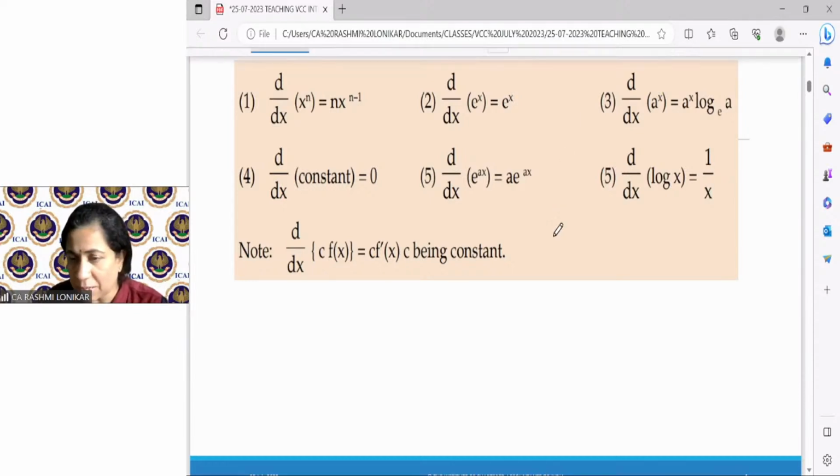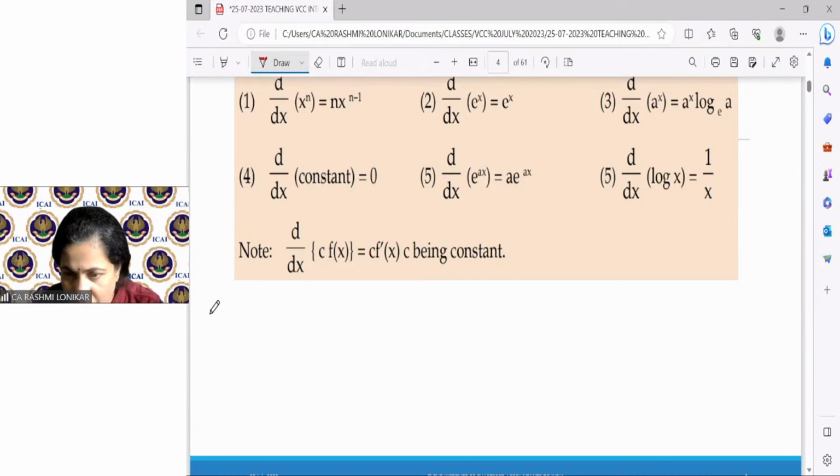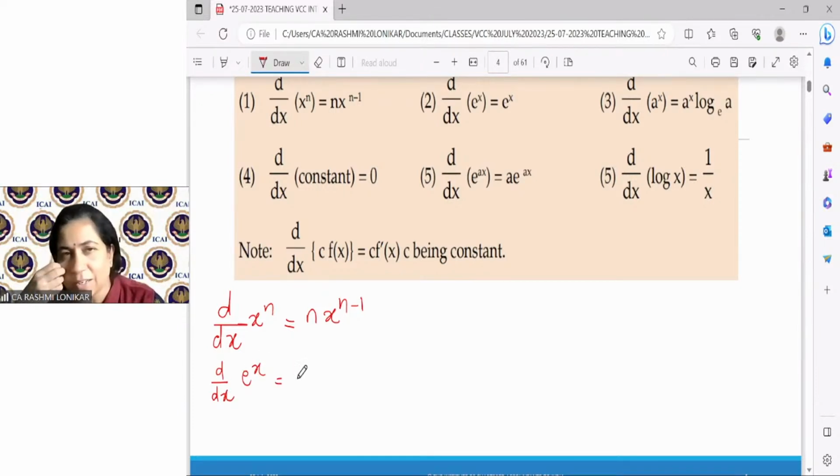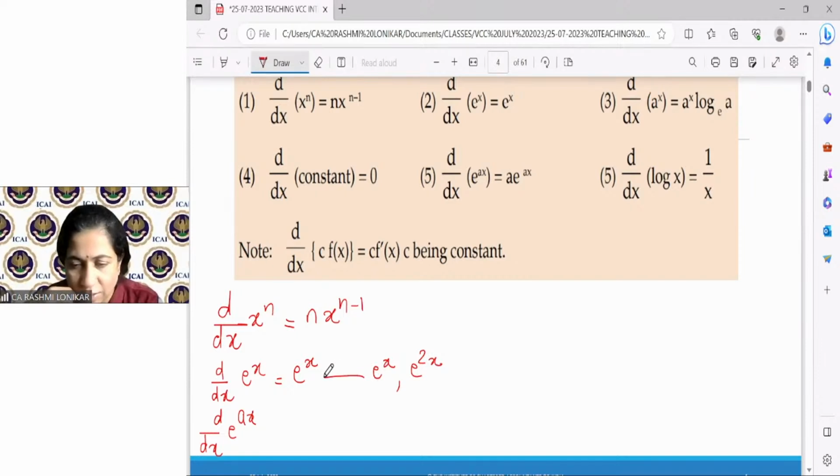Now d by dx of x raised to n is n x raised to n minus 1. Then we have d by dx of e raised to x. The derivative of the exponential function is the exponential function e raised to x. But if you have d by dx of e raised to ax, suppose I have e raised to x and suppose I have e raised to 2x. If I have e raised to x, I will use this formula.